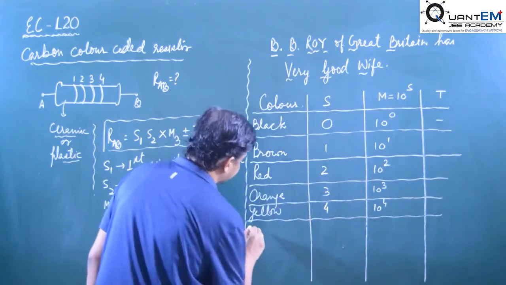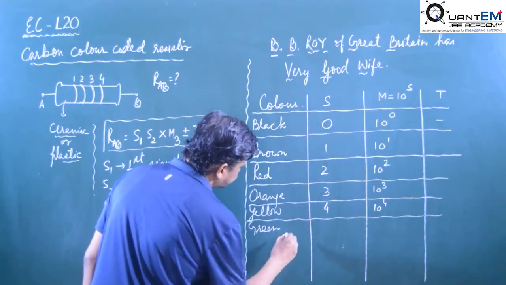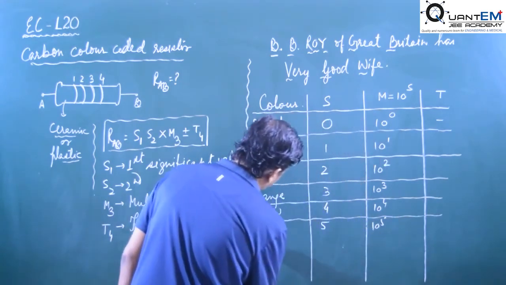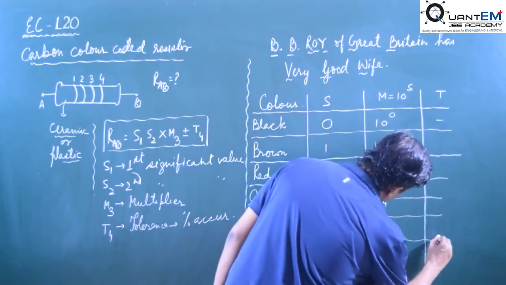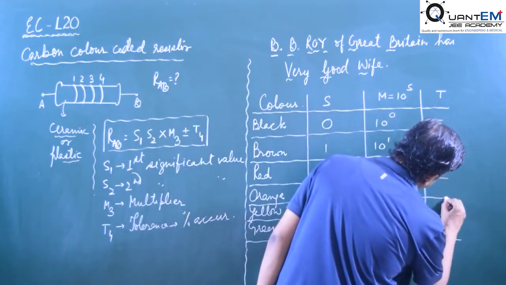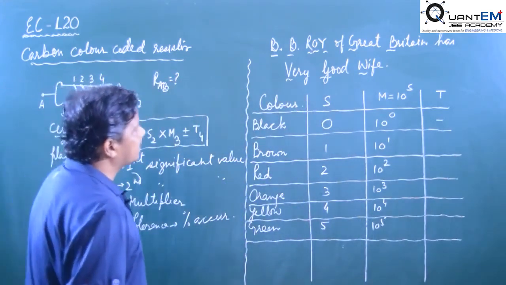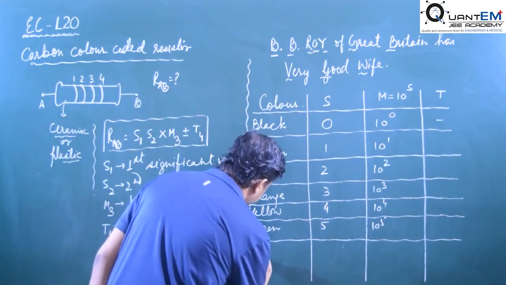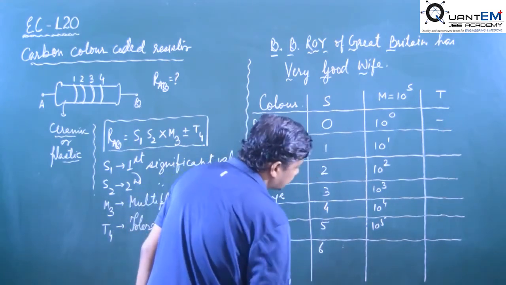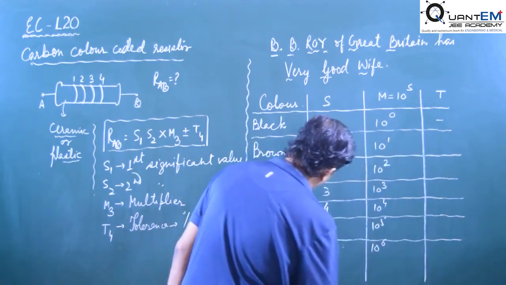Great. It is then green. It is 5. 10 to the power 5. No tolerance for any color here. Okay, then Britain, blue. The significant value is 6 and no.